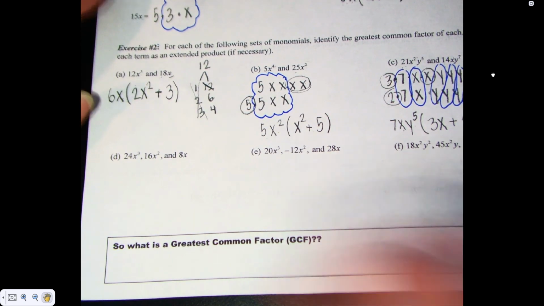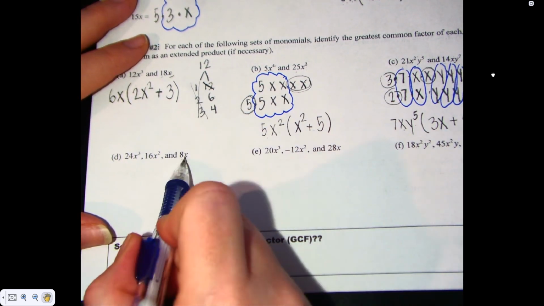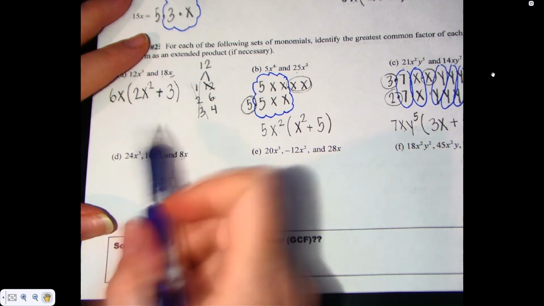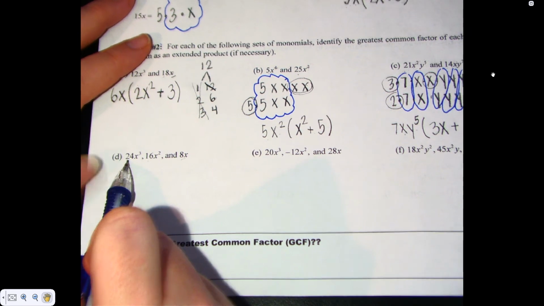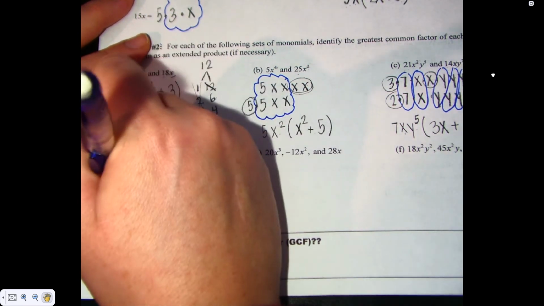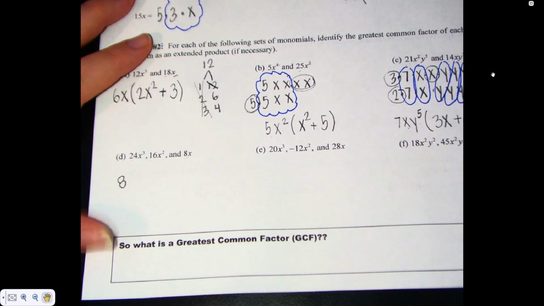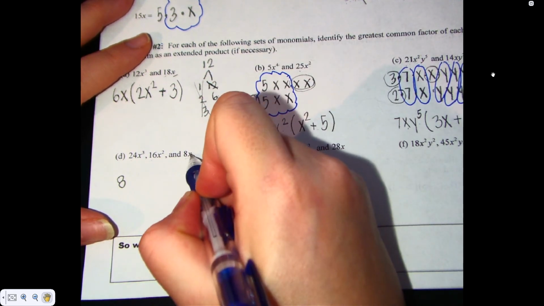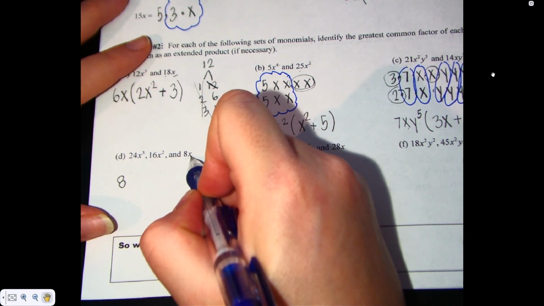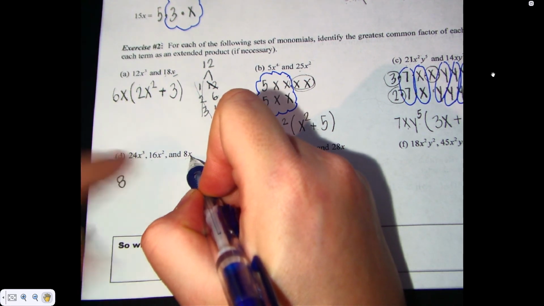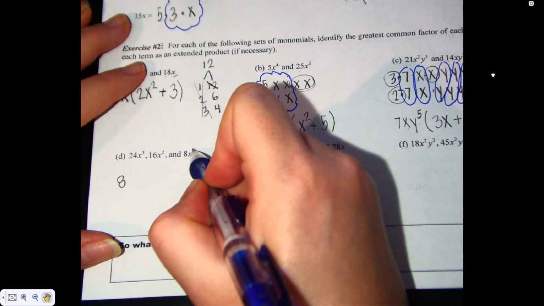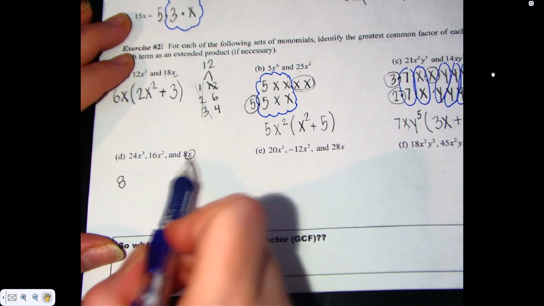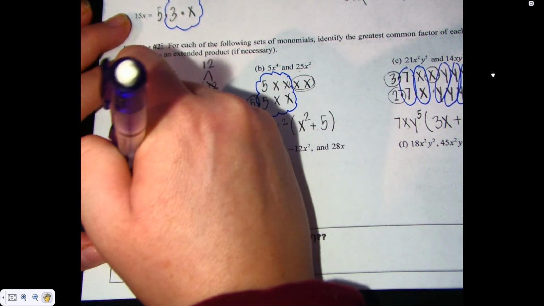Okay, so let's look at these. 8 goes into 8. Start with your smallest number. Does 8 go into 16? Better believe it. Does 8 go into 24? Sure does. So I know that 8 can come out at least. Now let's look at the letters, I'm sorry. X. There's one x that this thing can give. 2x is here. 3x is here. But this is only 1x. So the most I can take out of all three of these terms is just an x.